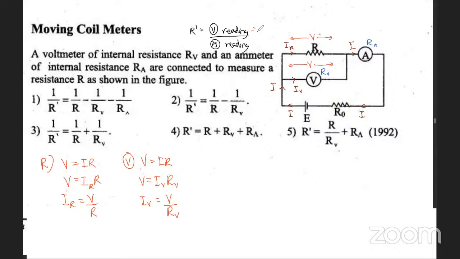Now the question is, voltmeter reading over ammeter reading is R dash. So R dash is in fact equal to what? R dash is going to be equal to the voltmeter reading V over the ammeter reading I, according to the diagram. V over I.